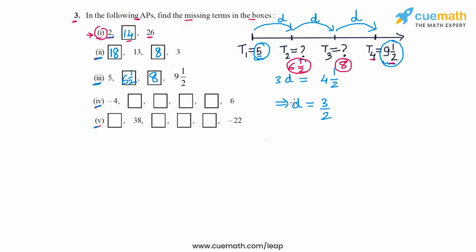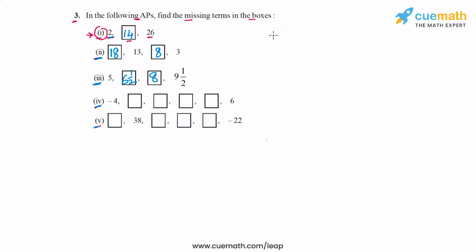Now let's do part 4. As I said, for these last 2 parts, I will write out the solutions algebraically. So for the fourth part, the first term is minus 4 given to us. Now the second, third, fourth and fifth terms are missing. And now we're given the sixth term. So I can write this as t6. This is equal to 6.